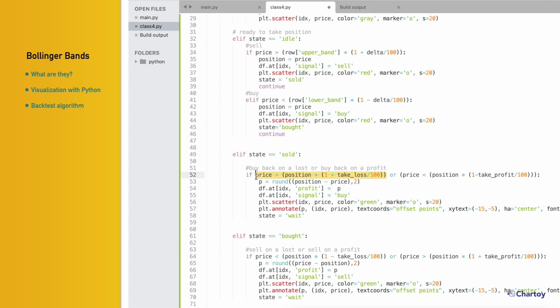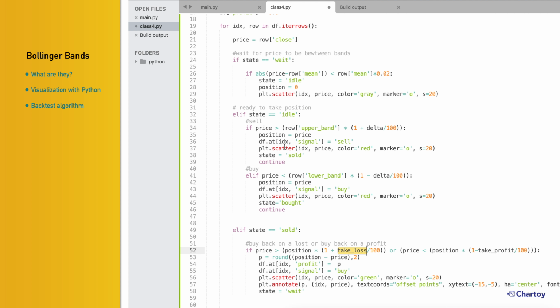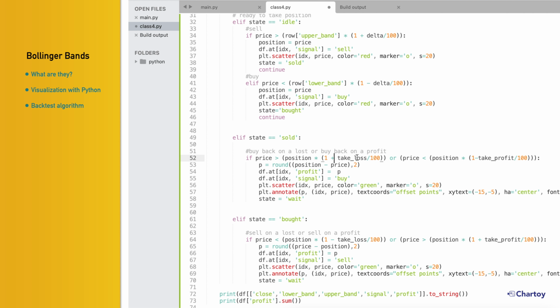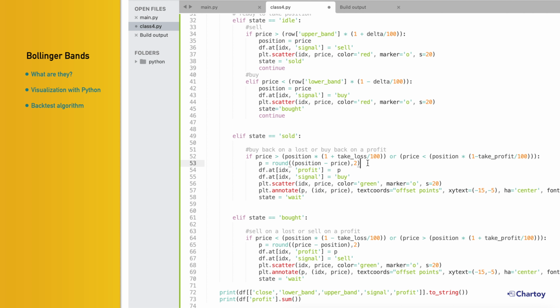If it goes up, we lose, right? So if the price is larger than the position multiplied by 1 plus take loss divided by 100, that means that take loss is 1%. As you remember, we defined it here. So it means that if the stock went up by 1%, we have to do something. Or the other option is that the stock is lower by 1%. In this case, that means we take profit, right? Because we sold high, we buy low. So take profit is 1%, as you remember here. So if that happened, up 1% or down 1%, we take a position.